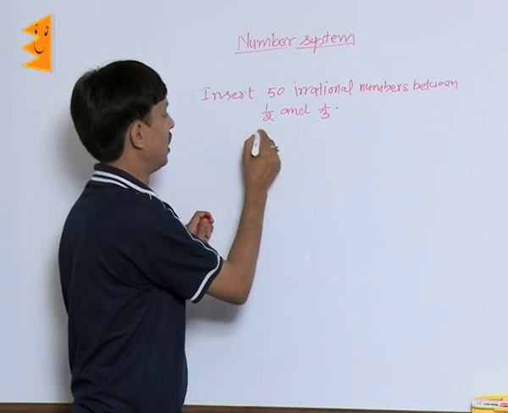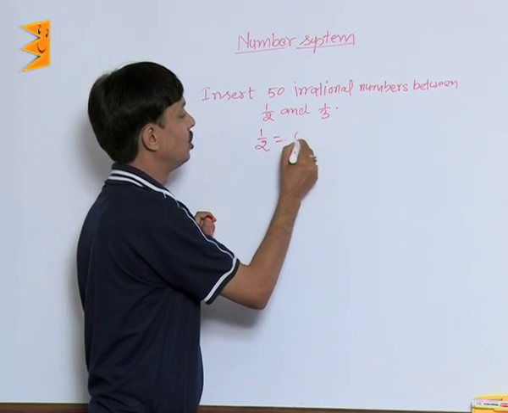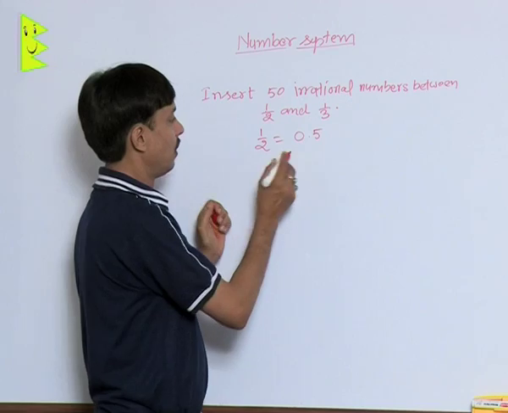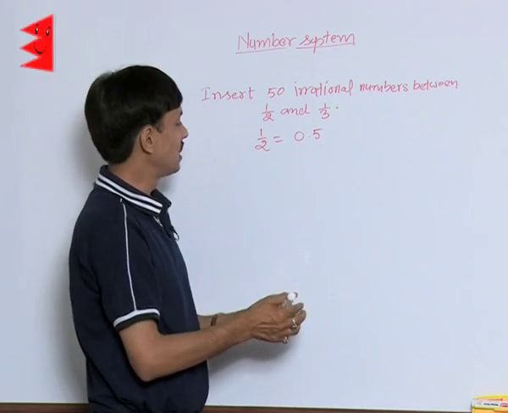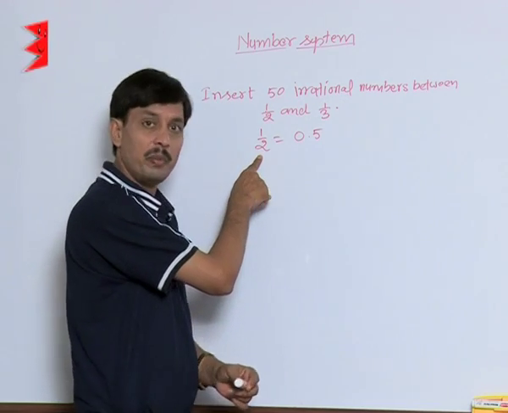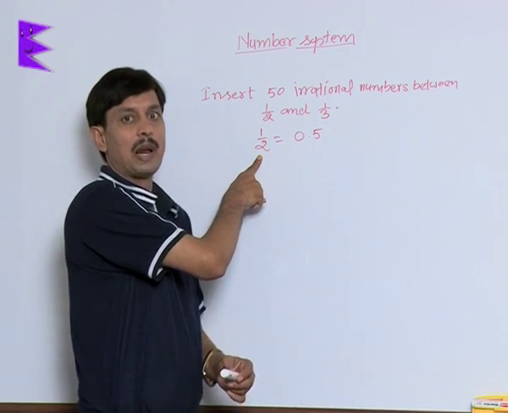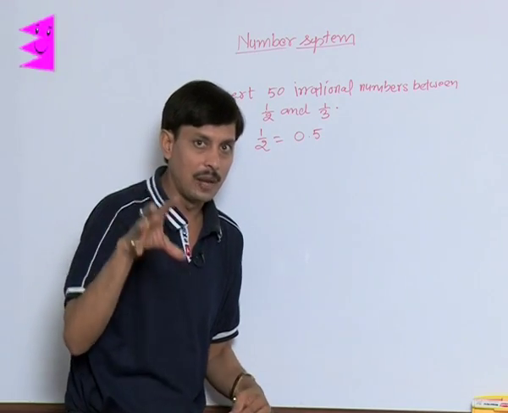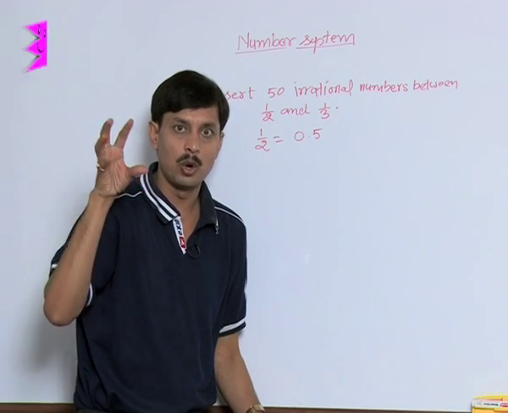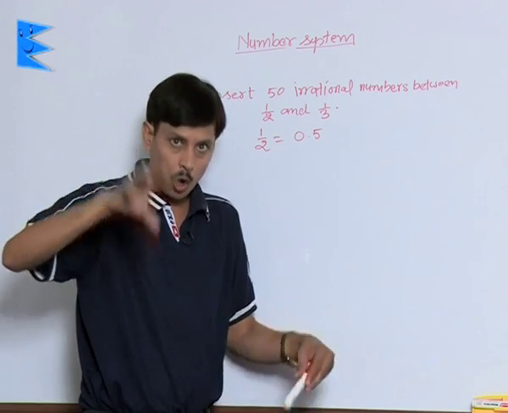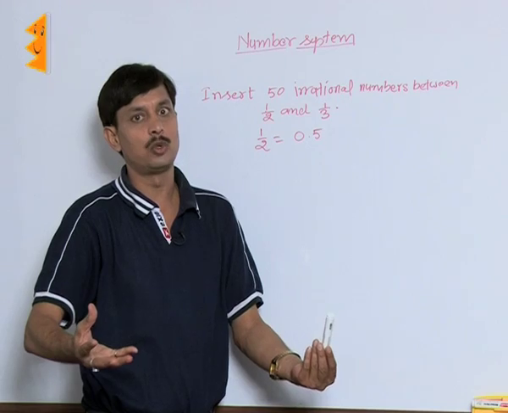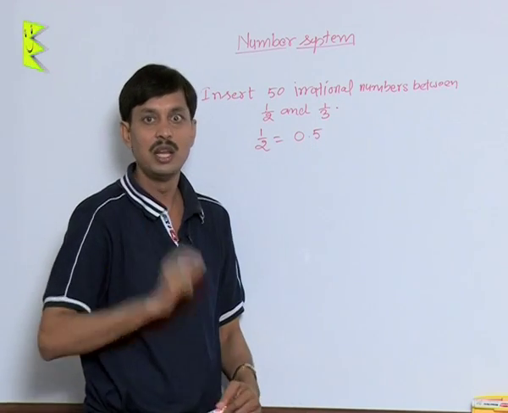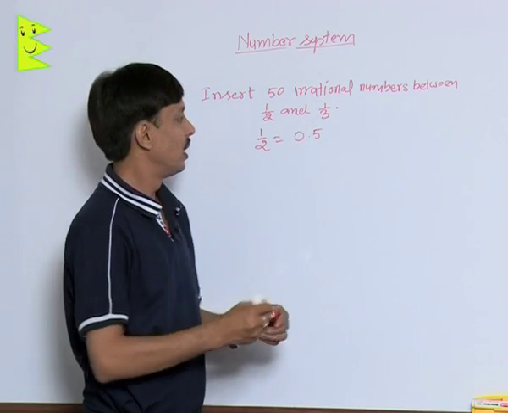So we can say 1 by 2 is what? 0.5. It's terminating. Why is it terminating? The reason is so simple. Its denominator is 2. The prime factor of 2 is 2. If the prime factors of the denominator have only 2's, only 5's, or both 2's and 5's, then it has to be terminating. That's why we can say 1 upon 2 equals 0.5 is a terminating number.